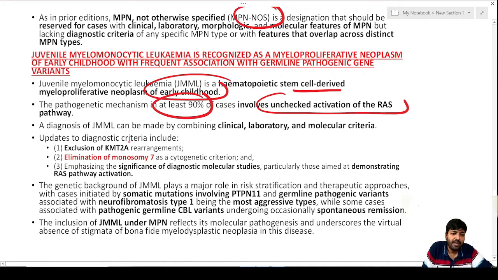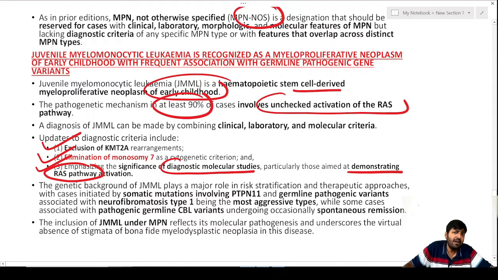So what are the updates to the diagnostic criteria? There is exclusion of KMT2A rearrangement. Monosomy 7 has been eliminated as a cytogenetic criterion, emphasizing the significance of diagnostic molecular studies, particularly those aimed at demonstrating RAS pathway activation. So myelodysplasia is not there.